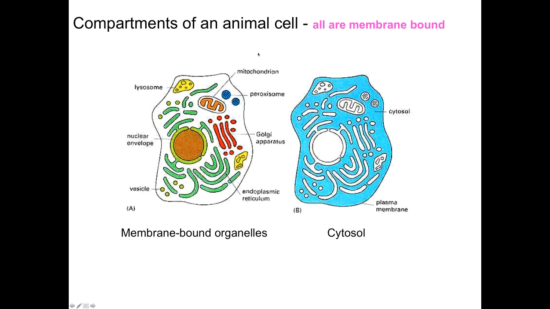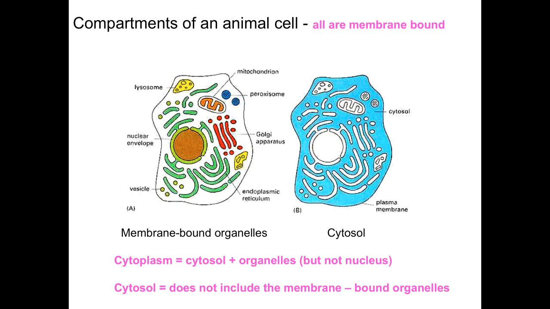Compartments of an animal cell: all the compartments tend to be membrane bound. The cartoon shows the membrane bound compartments like the nucleus, the ER, the Golgi, mitochondria, maybe lysosomes, peroxisomes, other inclusions, so all the membrane bound organelles. On this side we just show the cytosol shaded in blue. So the cytoplasm we would consider is the cytosol plus all of the organelles, but not including the nucleus, whereas the cytosol includes everything in the cytoplasm, but not the membrane-bound organelles. Not a big distinction, but if you see those terms, I just want you to understand what they mean.